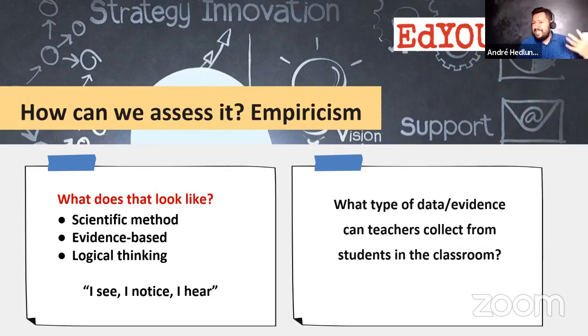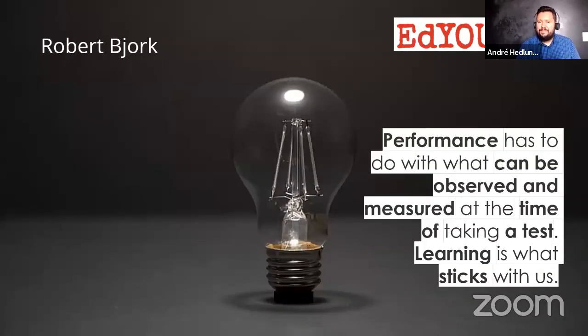Now, this can be very complicated. It could be very scary, I would say, to a lot of teachers. How do I collect evidence? Well, this is what we're going to discuss today. There are ways, but if you want to see learning happening in front of your eyes, you have to make it visible, and you have to collect evidence to support your claims, right?